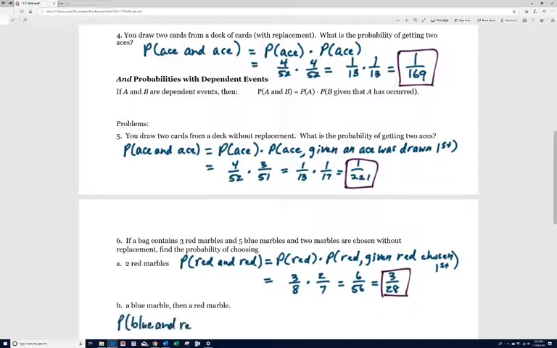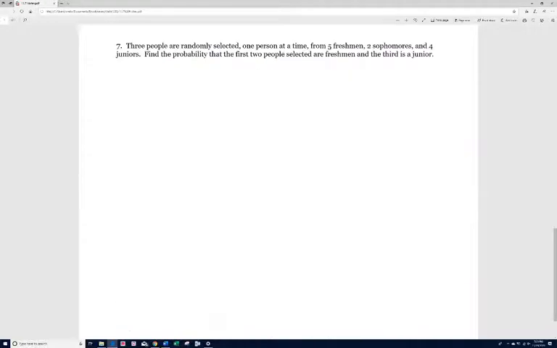All right, last problem. So 3 people are randomly selected, 1 person at a time, from 5 freshmen, 2 sophomores, and 4 juniors. Find the probability that the first 2 people selected are freshmen and the third is a junior.